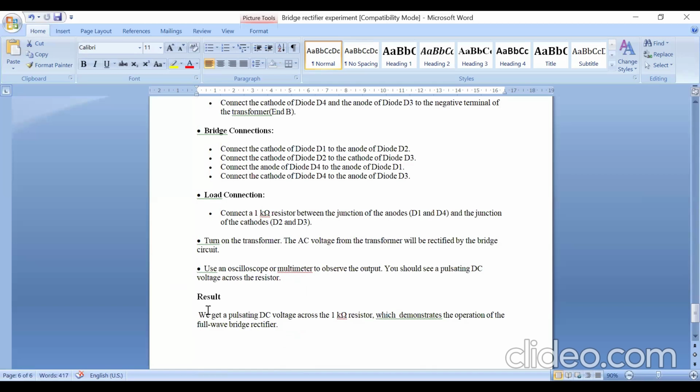Finally, you write the result. We get a pulsating DC voltage across the 1 kilo ohm resistor, which demonstrates the operation of the full wave bridge rectifier. So this is all about the aim, apparatus required, procedure, the result, and the connection circuit diagram.